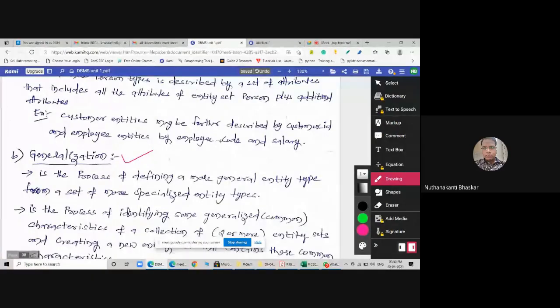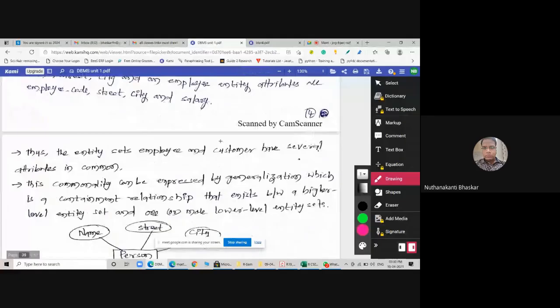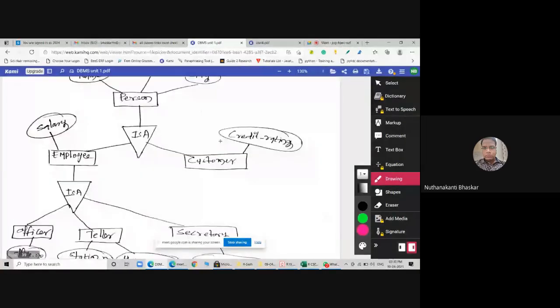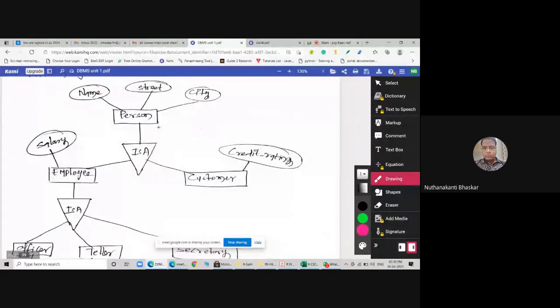When we are moving from the derived entity to the base entity, that is called generalization. A very simple example: the person is a common generalized entity. Name, street, city are the common attributes of every person.